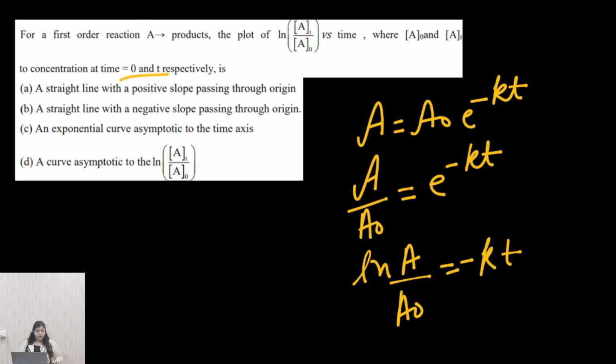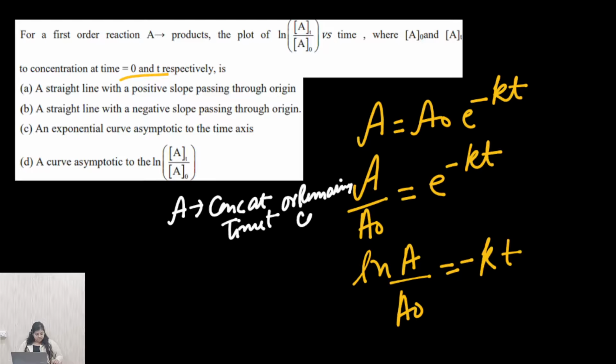So compare it with your straight line equation. This is not At or A; this is the remaining concentration only. So A is the concentration at the time t we are taking, or we can say this is the remaining concentration. So you can term it as At or A, one and the same thing.